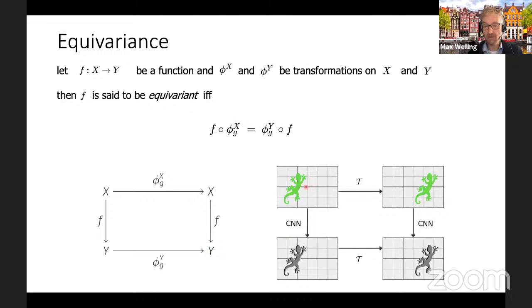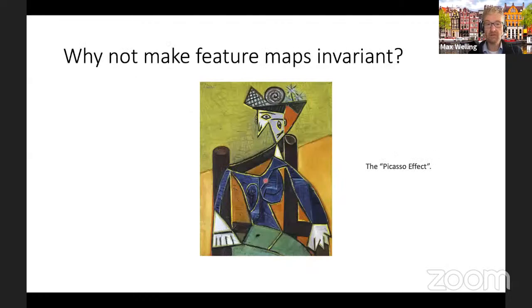So in pictures, this looks like, I move my gecko to the right, and then I filter, it should get the same result as if I first filter and then move the filtered gecko. That should give the same result. And why that is useful, we'll of course discuss.